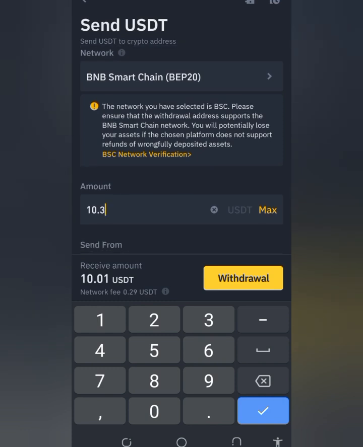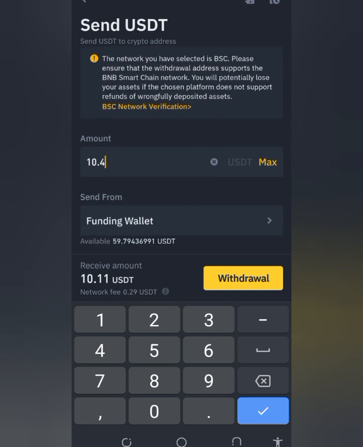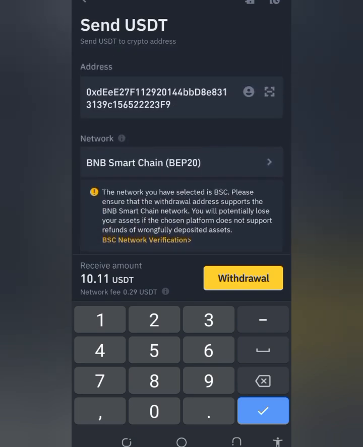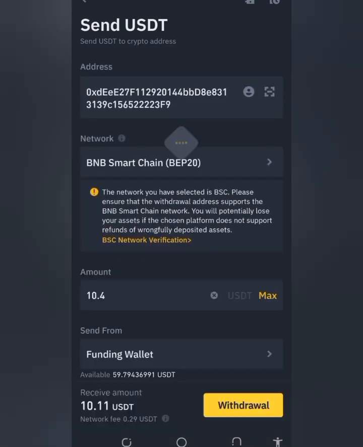Should we make it 10.5? Just for the sake of having a little bit more, let me put 10.4. So what I'm going to have there will be 10.11. I don't even know why I'm doing that, I just don't want it to get stuck for any reason. I know this will definitely go over to Trust Wallet, so you can see here, and then we'll just move it on and click on withdrawal.